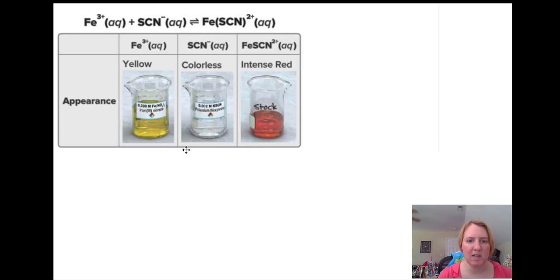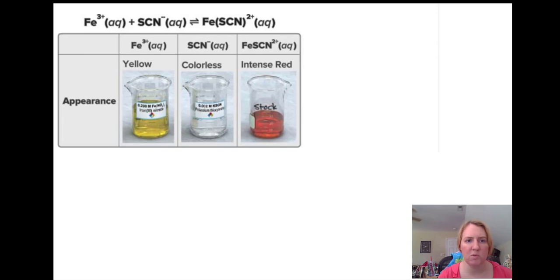And we can study this reaction using stoichiometry because the different solutions have different colors. The iron 3+ ion is yellow, the thiocyanate by itself is colorless, and once they mix and the reaction starts, they start producing the iron 3 thiocyanate, which is this red color. So we can use Beer's law to determine what the concentration of the iron thiocyanate is in our solution and use that to determine what the equilibrium concentrations are of each of these species.